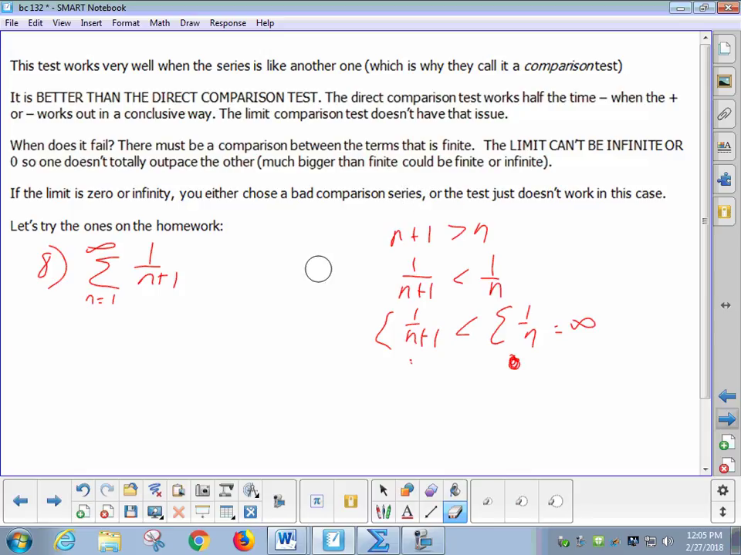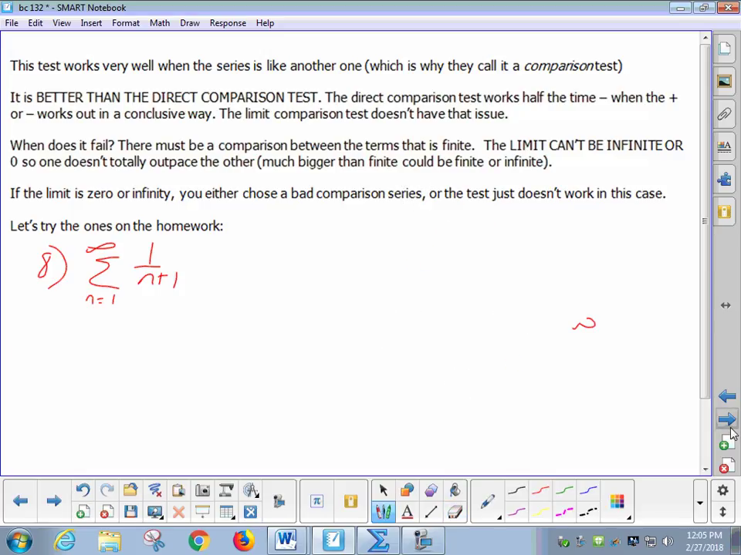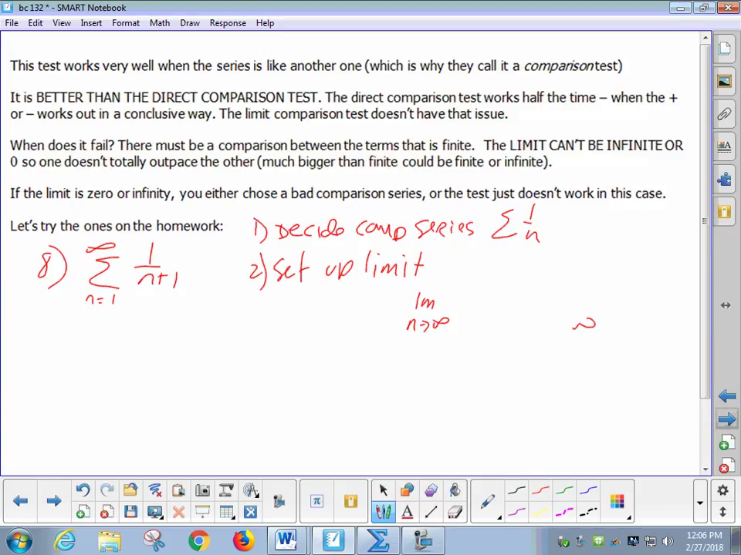The limit comparison test will work. So the idea is you first decide what to compare to. In this case, it looks just like a harmonic series. So that's what we're going to compare it to. You set up the limit. Now, it doesn't actually matter which one you put on top. The answer would either be 2 or 1/2, but either way, it's going to be finite. You know what I'm saying? So that doesn't matter. Don't sweat which you put on top. I'm just in the habit of putting the new one on top, but that doesn't have to be the case. So I'm going to compare 1 over n plus 1 over 1 over n.